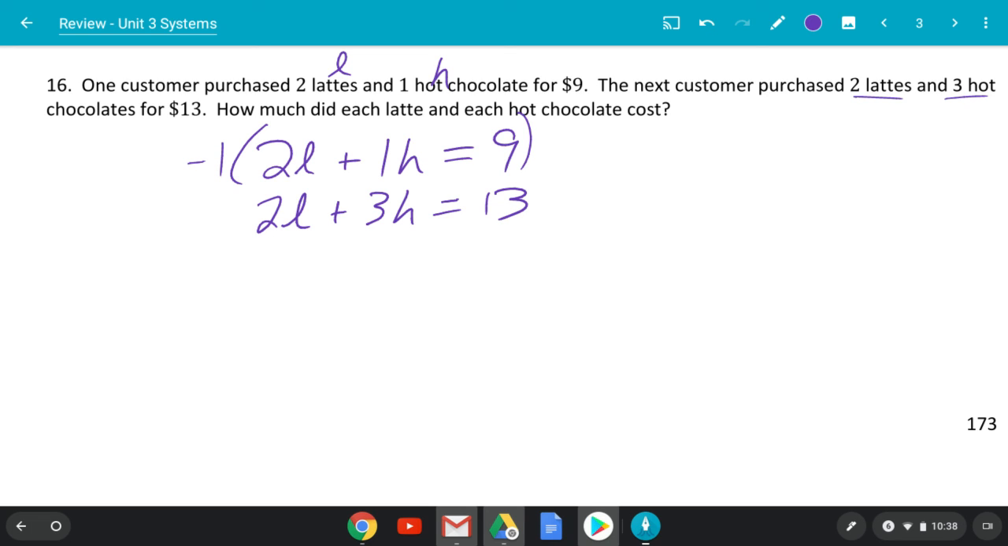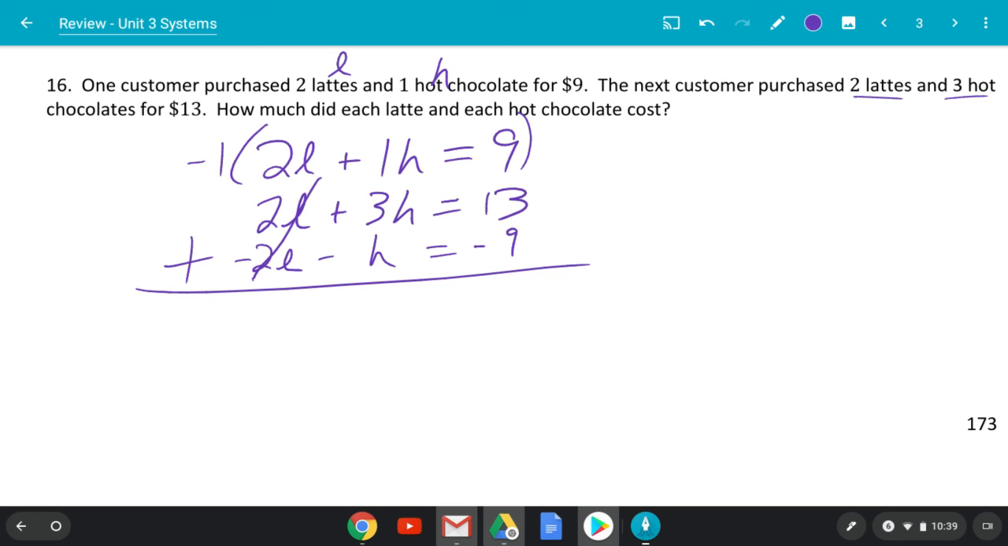I'm going to take my first equation and multiply it by -1 because that would give me a -2L. So I'm going to put it down here on the bottom. So that's a -2L minus H equals a -9. Now I'm going to add those two together. My L's cancel, which is what I want.